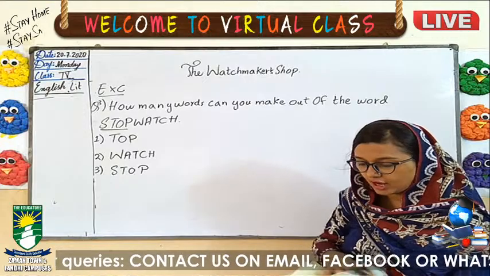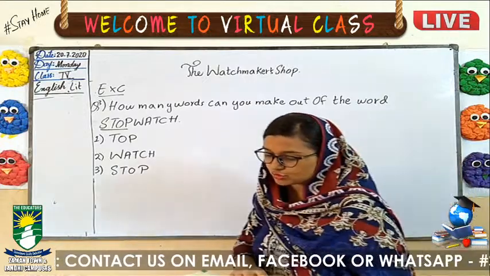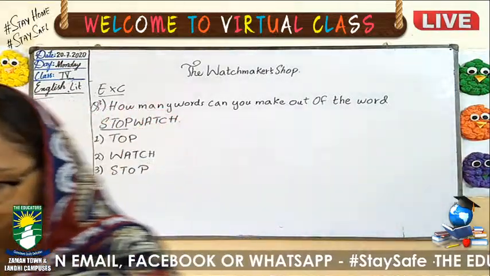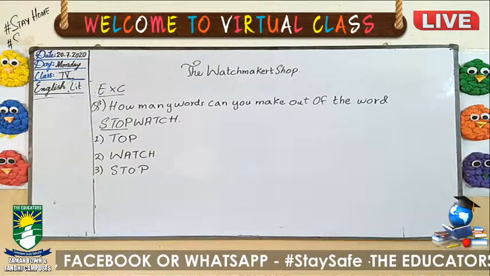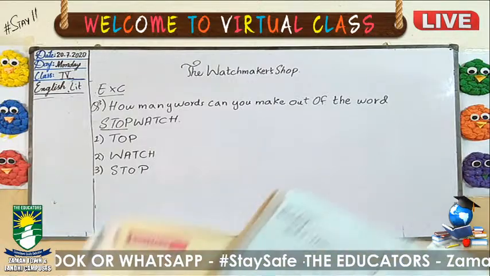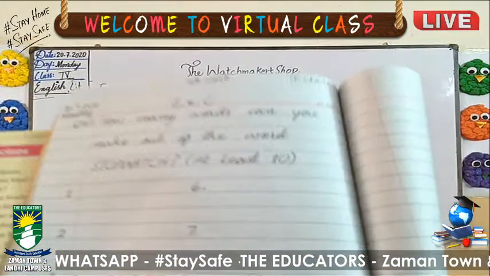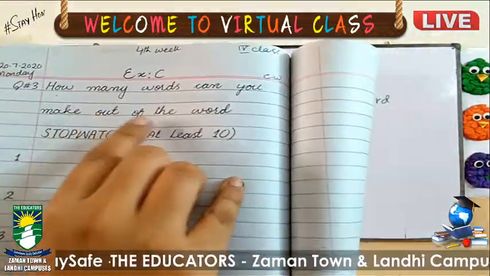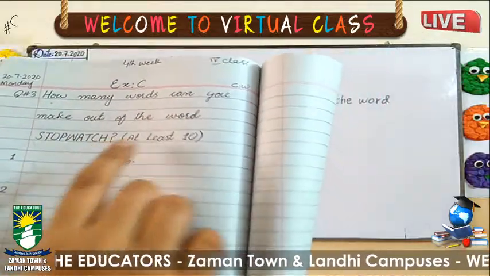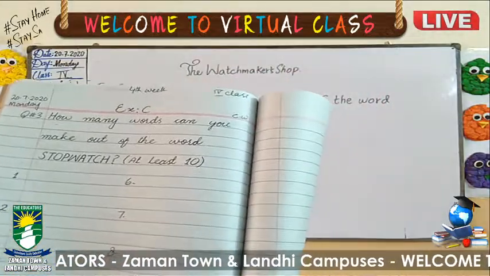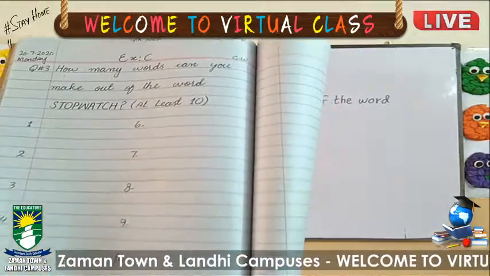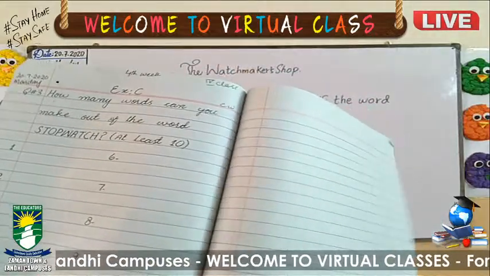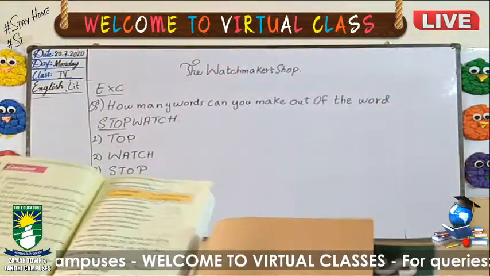Okay. Now after this is your copy work. Your copy work will look like this. You will prepare the page like this. How many words can you make out of the word stopwatch? At least 10. I have just told you 3, and the remaining ones you will make in your copy. This is your copy work. Now then you have another one, exercise C.